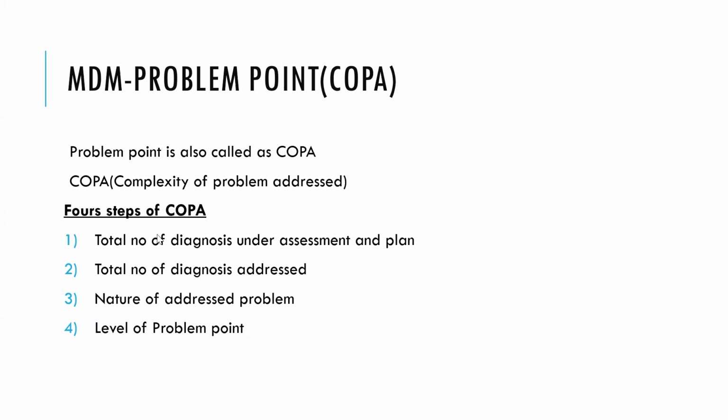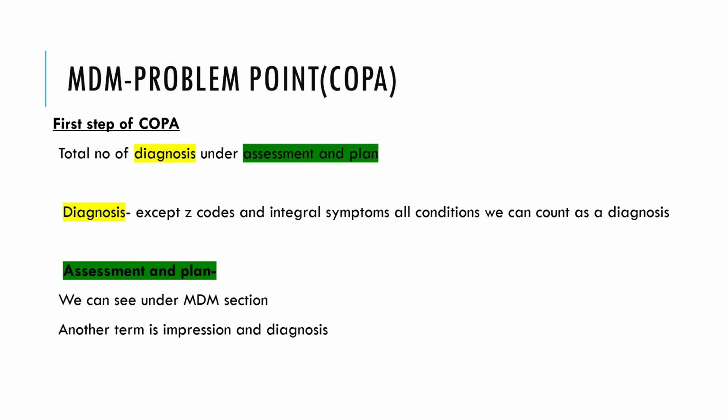So the first thing we will learn is the total number of diagnoses under assessment and plan. What is the meaning of this? This is what we are going to learn today. In the next session, we will talk about the total number of diagnoses addressed, then the nature of addressed problem, and then I will teach you how to calculate the level of problem point, right? So let's talk about the first step of COPA, that is total number of diagnoses under assessment and plan. What do you mean by diagnosis? I have given you the definition of diagnosis.